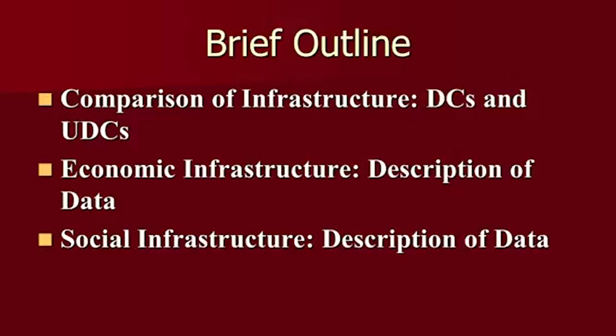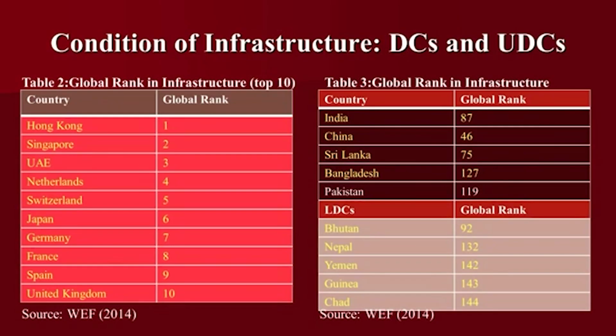Let me begin with a brief outline of this presentation. As I have said, we will compare the infrastructure in developing countries and underdeveloped or least developed economies. Also, we will have the description of data in the economic infrastructure sector, and we will also try to find out some of the indicators of the social sector, which will be further described. Let me begin with the condition of infrastructure between the developed countries and underdeveloped economies.